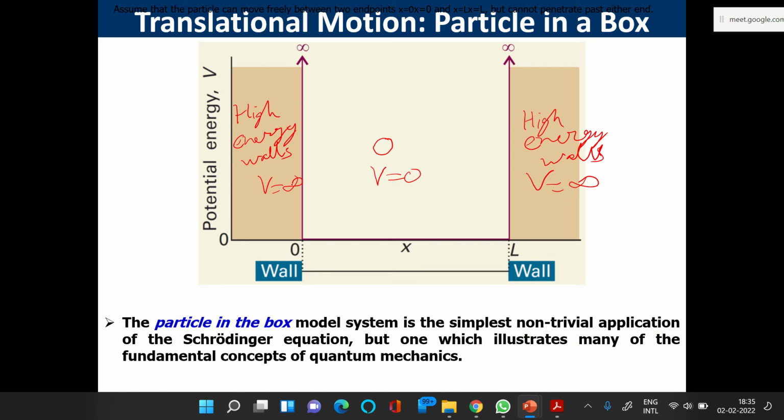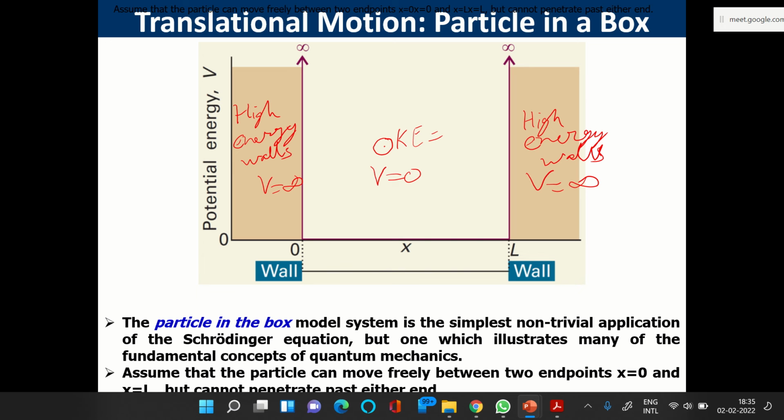Any system will try to minimize its energy, and the particle will be moving with a certain kinetic energy associated with it, whereas the potential energy V will be 0. So this concept we will be discussing in detail.